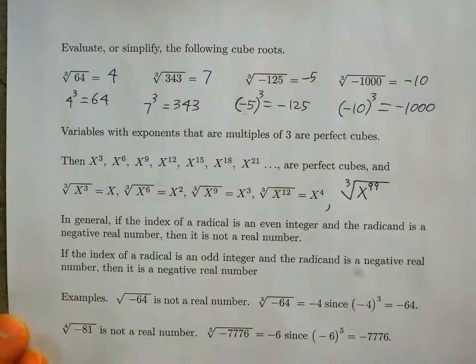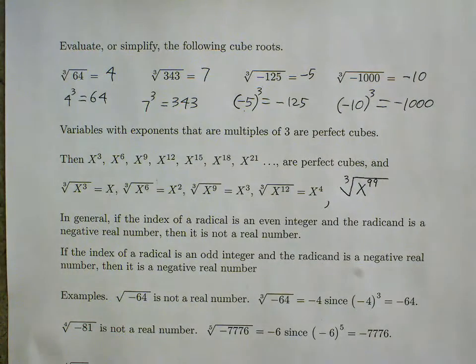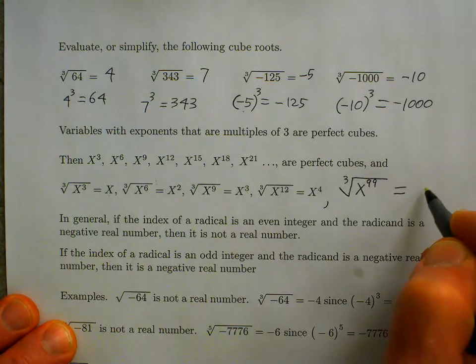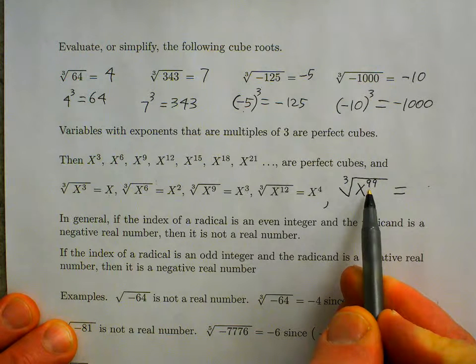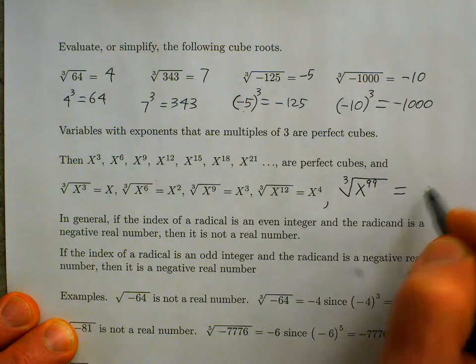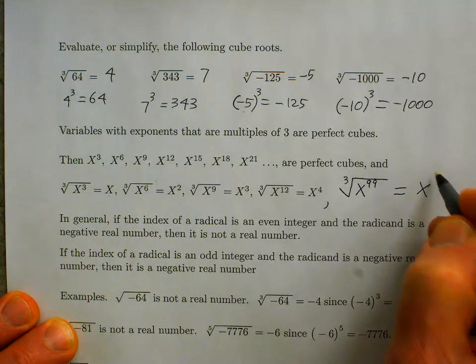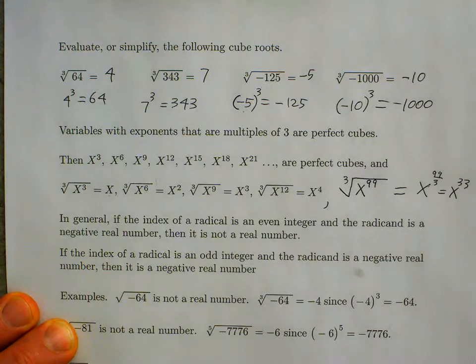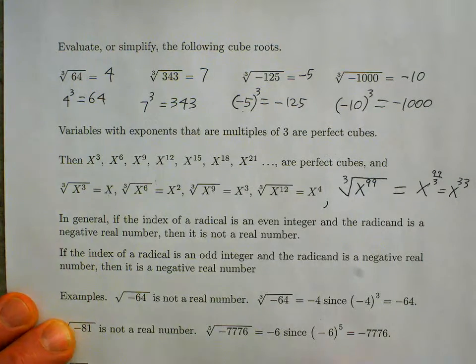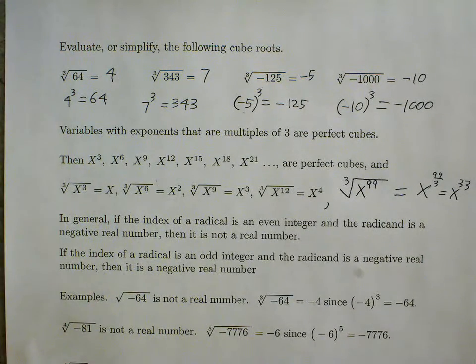What's the cube root of x to the 99th? Note that 99 is a multiple of 3. 3 times 33 is 99. So the cube root of x to the 99th simplifies to x to the 99 divided by 3, or x to the 33. Pretty simple, huh?